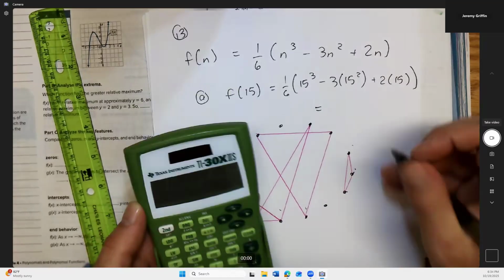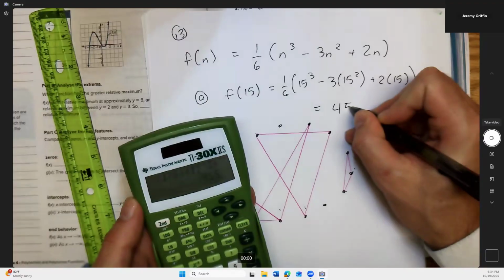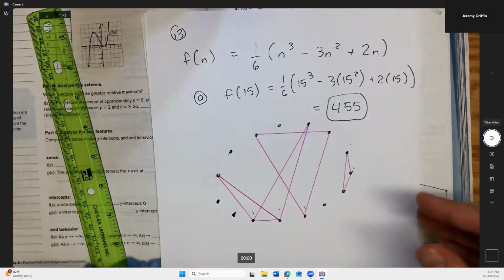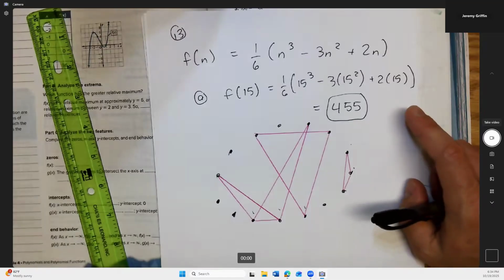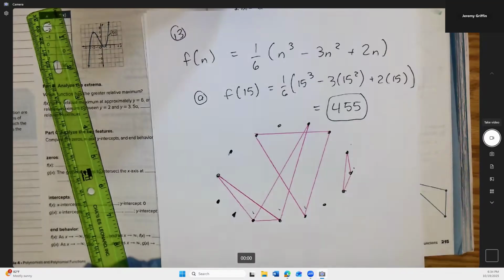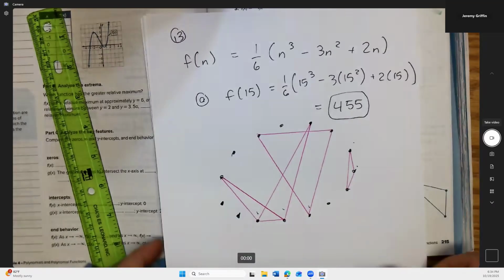All right, I'm looking at 455. So the answer is, if I connected all different combinations of dots, all ways to make as many triangles as I want, there are potentially 455 different triangles. Okay, there you go. And wait, what else did I ask?